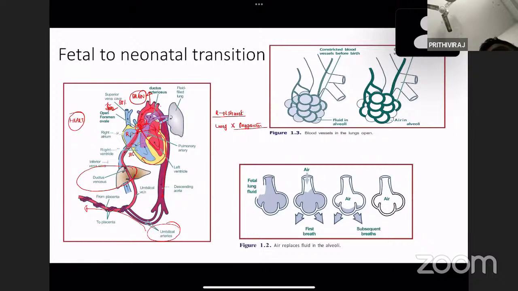So simple. As I say, first cry. So simple, the child has to cry first. The baby has to cry, just give a breath. So the alveoli, in this diagram you see, the fetal lung fluid will be replaced by air. As the air enters, it replaces the fluid.